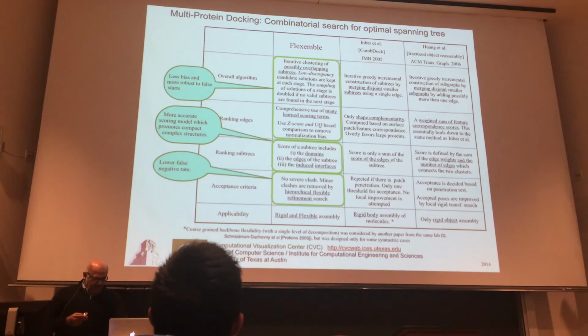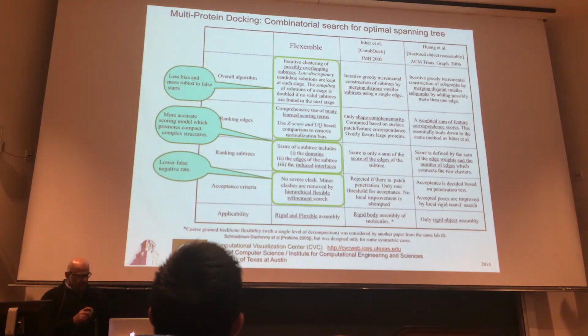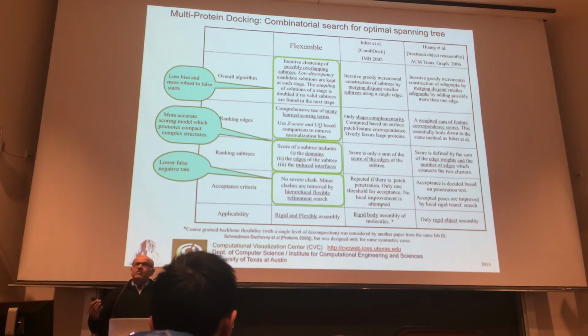So this is what my previous student did, and we defined this program called Flexemble. It has many characteristics. It has less bias and is more robust to false starts. We use uncertainty quantification and z-scores in our determination of what are the correct subtrees. We actually add some weights. There are lower false positives and lower false negatives, and so on. And so, again, is this the ultimate prediction algorithm? The answer is no. I'm giving you a certain bound and a certain complexity, but it's not really there. So there's much more work to be done yet on this.